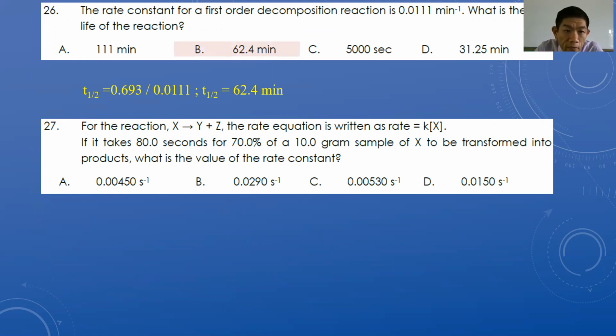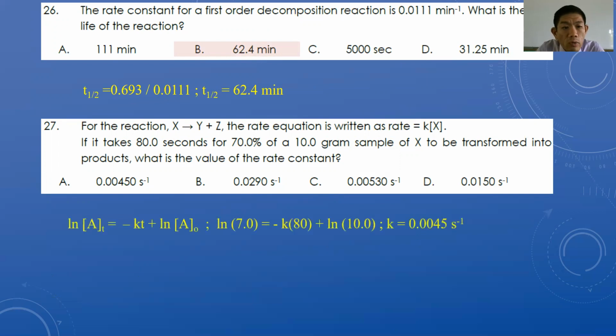And then for 27, the reaction X gives Y plus Z has the rate equation written as below: rate equals k[X]. If we take 80 seconds for 70% of a 10 gram sample to be transformed into product, what is the value of the rate constant in here? Okay, so in here you use the first order equation, ln At equals negative kt plus ln A naught. So you substitute ln 7.0.